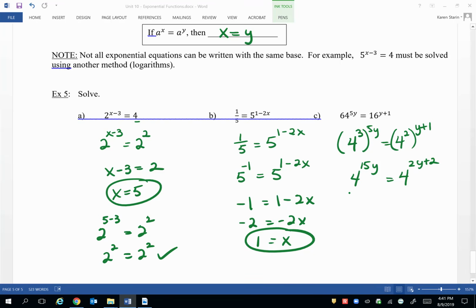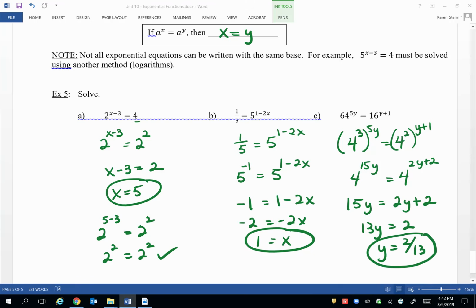Now I have base 4 to something equals base 4 to something else. So those two things have to be equal. So I'm just solving 15y equals 2y plus 2. So I'm going to subtract 2y from both sides, then divide by 13, and I get that y equals 2/13. And I'll let you check that on your own.